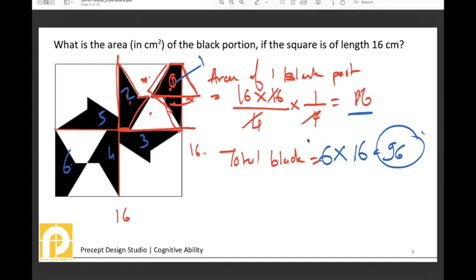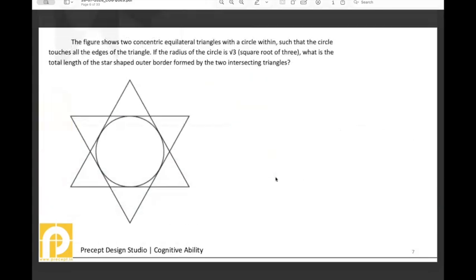Okay, we'll move to the next one. The figure below shows two concentric equilateral triangles with a circle within, such that this circle touches all the edges of the triangle. If the radius of the circle is √3, the radius of the circle is given to us, which is √3. What is the total length of the star-shaped outer border formed by the two intersecting triangles?